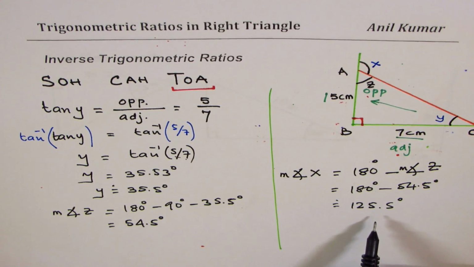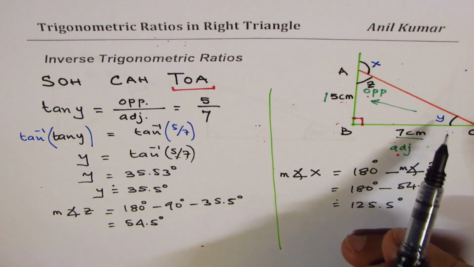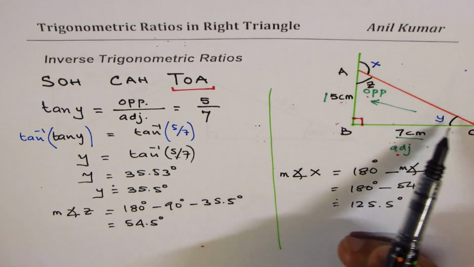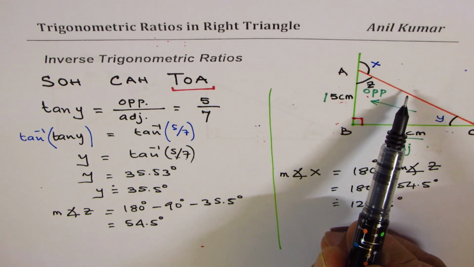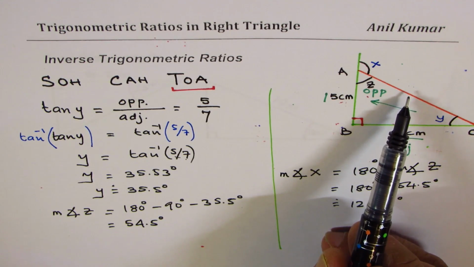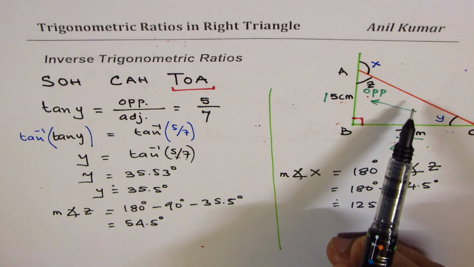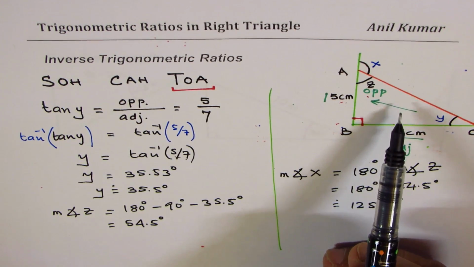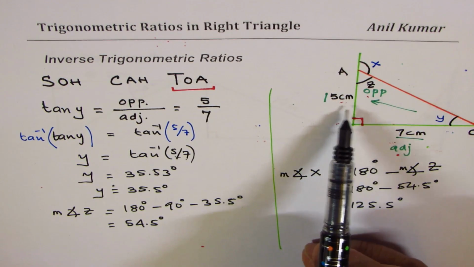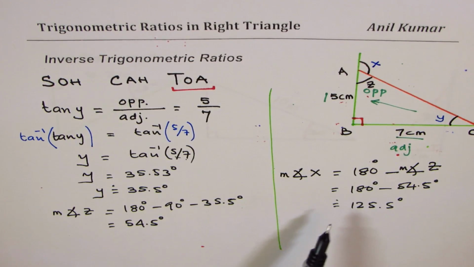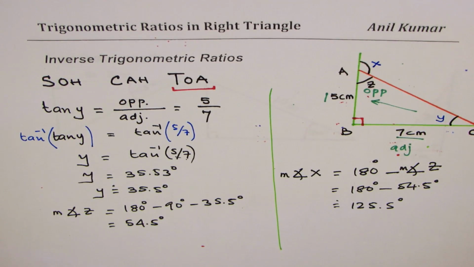So I hope all these steps are absolutely clear. To solve the triangle, you may like to find the length of AC, which you can find using the Pythagorean Theorem. We'll also learn in the next slide how to find it using trigonometric ratios. But I hope here the concept of finding an angle using the inverse is clear. We'll take up more examples as we move forward.